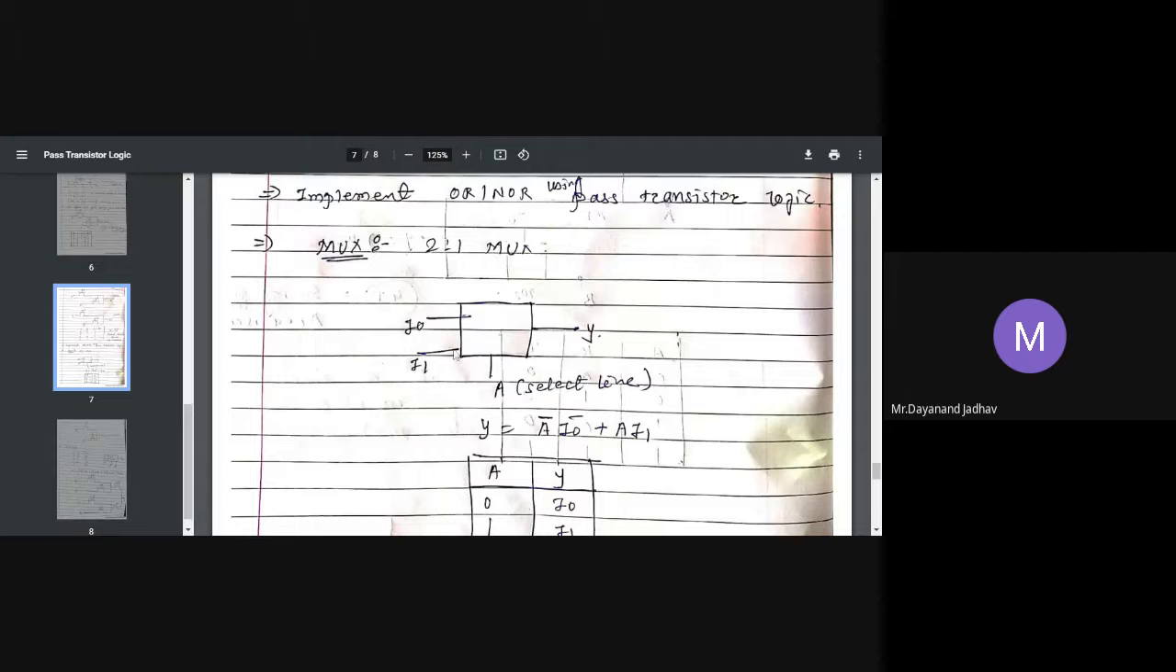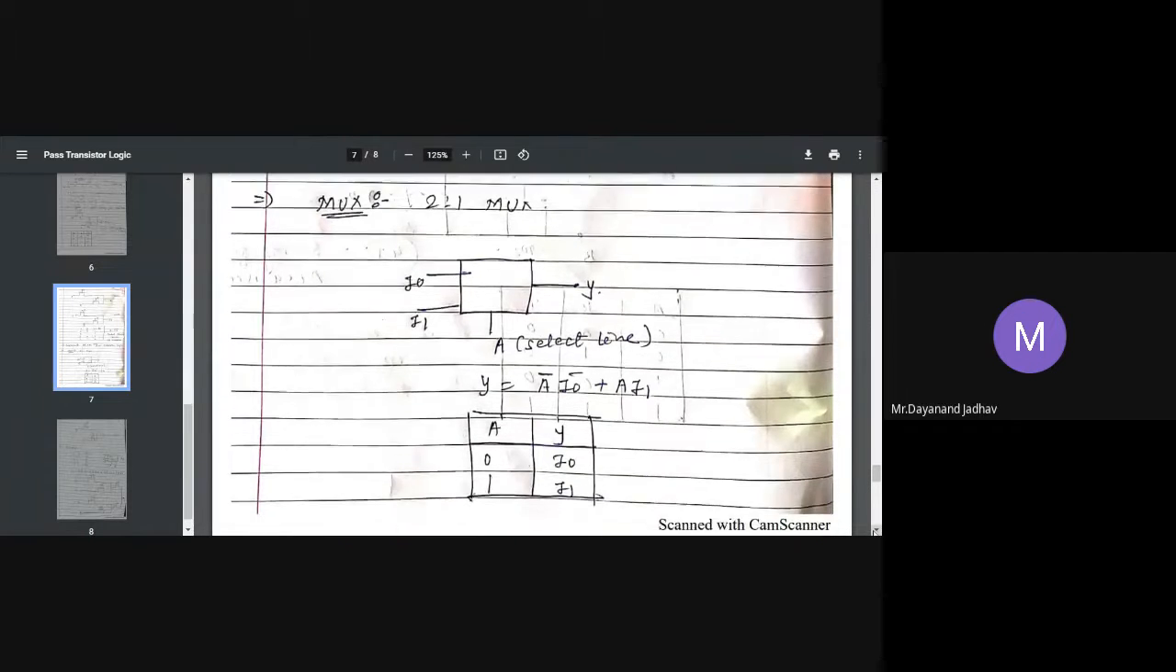With one select line, 2 raised to the number of select lines is equal to the number of inputs. If the select lines are m, then 2 raised to m is equal to the number of inputs n. If there is only one select line, 2 raised to 1, two inputs. If two select lines, 2 raised to 2, then 4 inputs, so a 4 to 1 mux. If 3 select lines are there, 2 raised to 3, 8 inputs are there, and from the 8 inputs only one is selected in the output, an 8 to 1 mux.